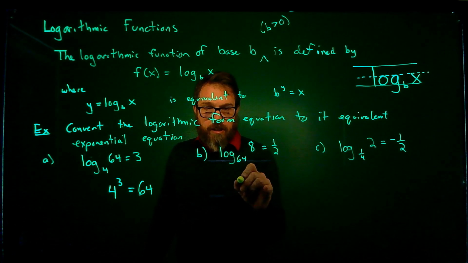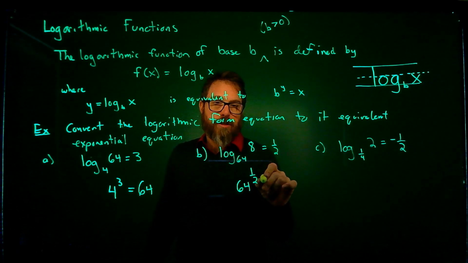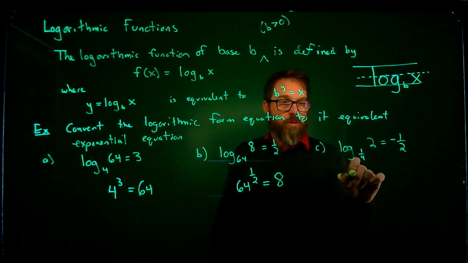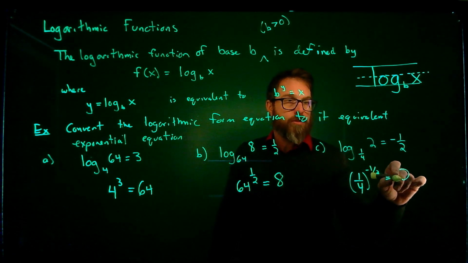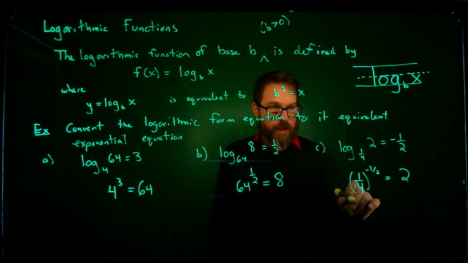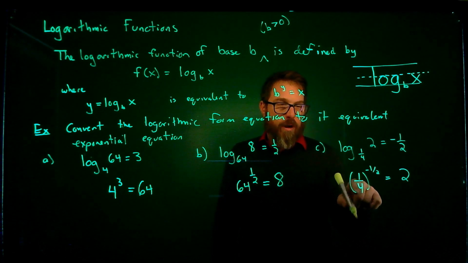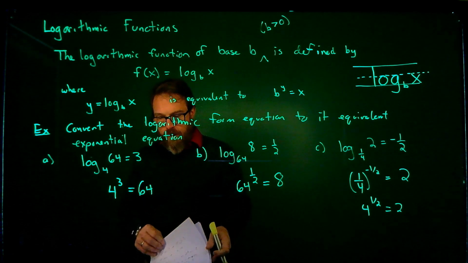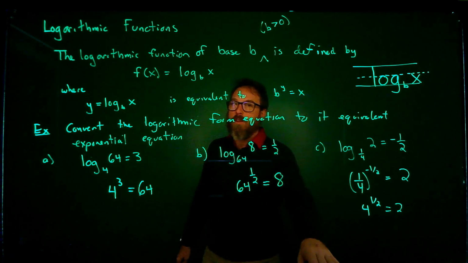Similar here. What's the base? Well, the base is going to be 64. It's the log base 64. The logarithm is equal to the power, so 1/2, or the square root of 64, is equal to 8. And then similar here, this is the base, so 1/4 raised to the negative 1/2 power is going to be equal to 2. And we can even check this. This is kind of an interesting one. Well, this would be 4 to the 1/2 power, which would be equal to 2, which checks out. All right, so let's evaluate some of these things.